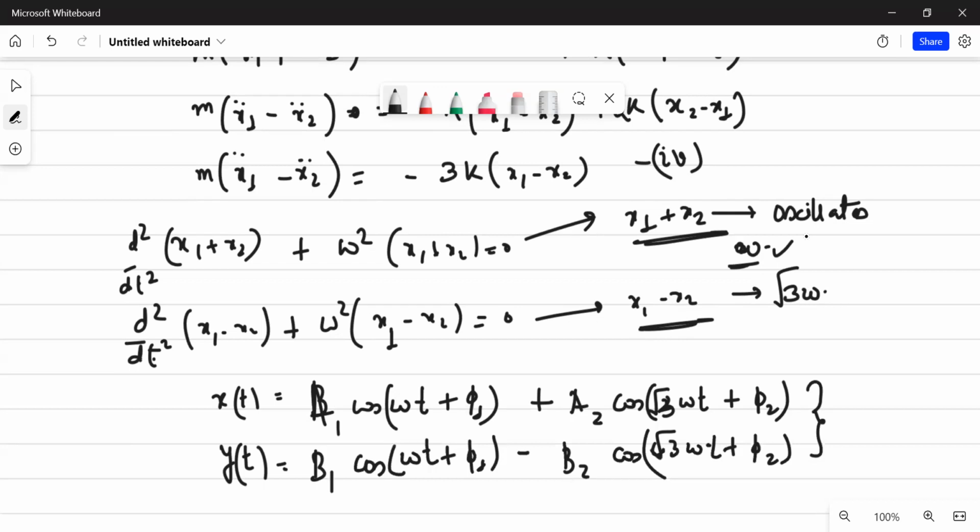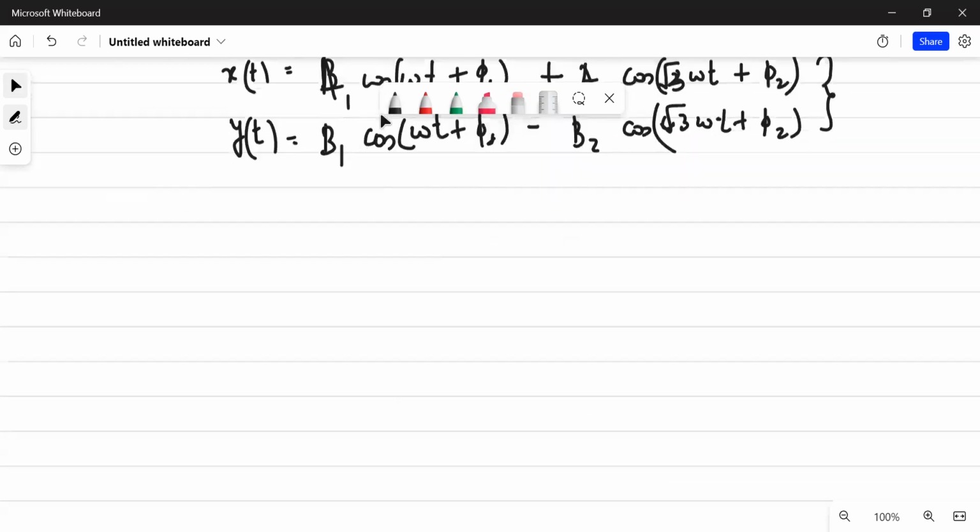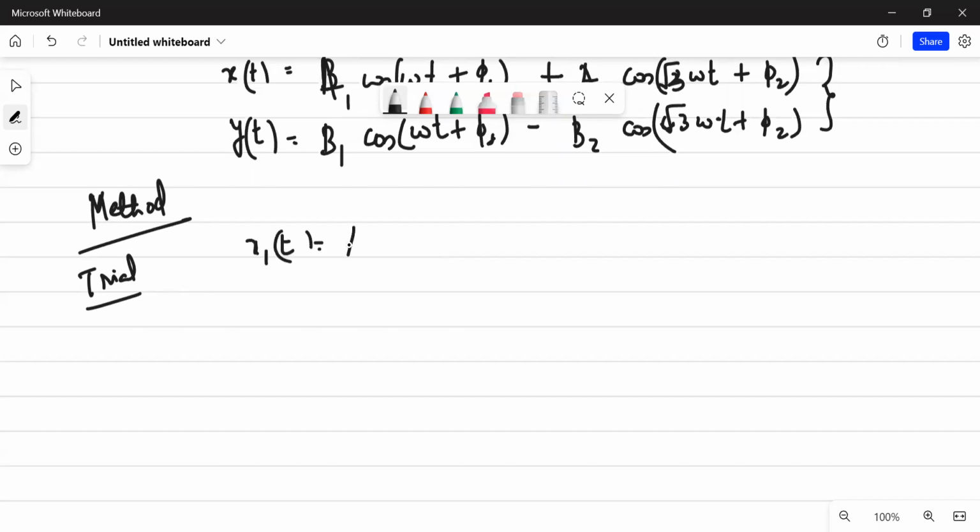Okay. Now another way that we developed was to use the trial solution. The second method that we developed was the method of assuming some trial function. So let us assume some trial function, x1 as a function of t equal to a e to the power iota alpha t, and x2 as a function of t equal to b e to the power iota alpha t.